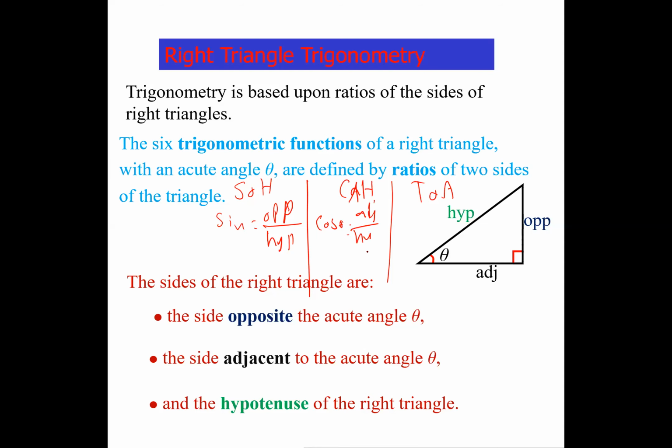Adjacent over hypotenuse, and tan will be opposite over adjacent. These are the trigonometric ratios of trigonometric functions. And we have the reciprocals: cosec theta is 1 over sine theta, which will be hypotenuse over opposite. And sec theta equals 1 over cosine theta. And cotan theta will be 1 over tan theta, which is adjacent over opposite.